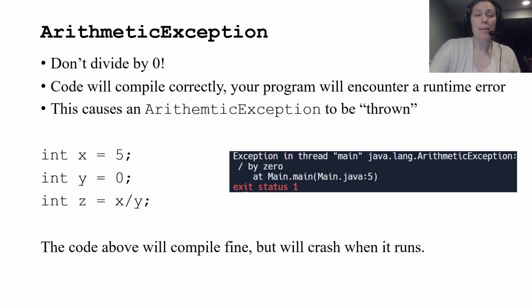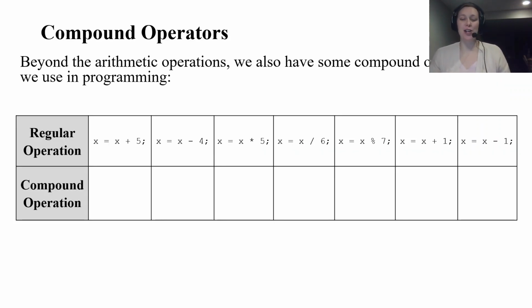Okay. The next thing, compound operators. So there's a running joke that computer scientists are lazy. Okay? And that whenever we can find a way to shorten code, we want to shorten it. And that's where compound operators come in. Compound operators are helpful when you just want some short, concise code. So in this table, I have what a regular operation would be, and then we have a special shorthand compound type.